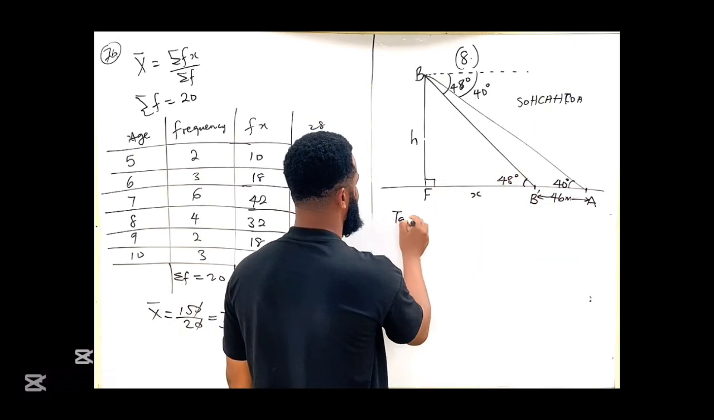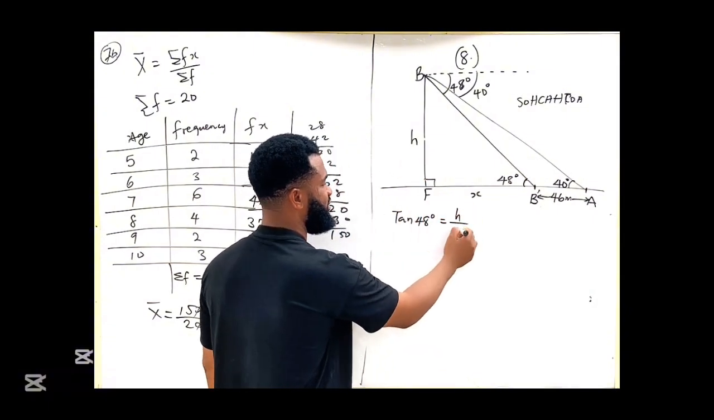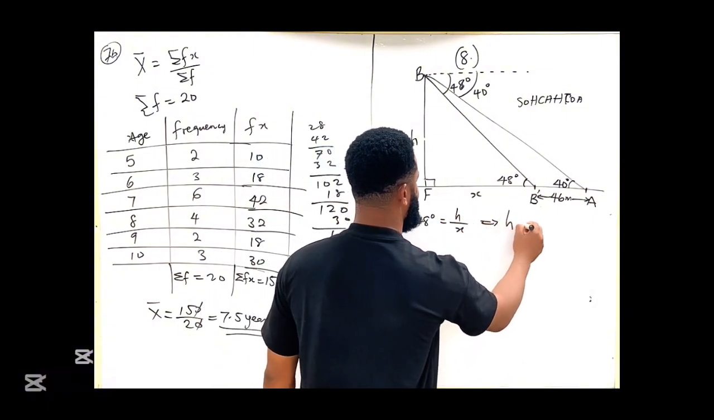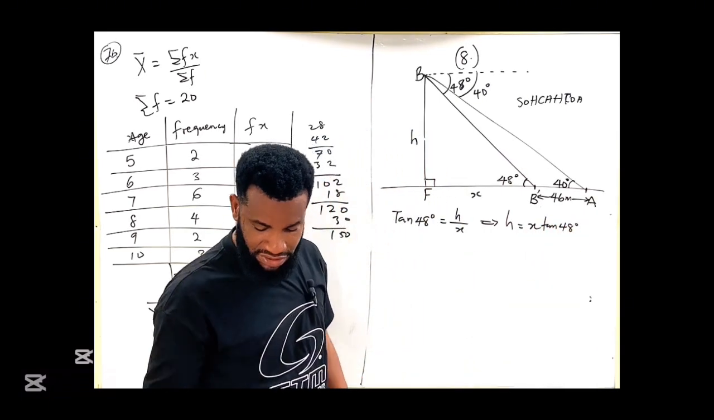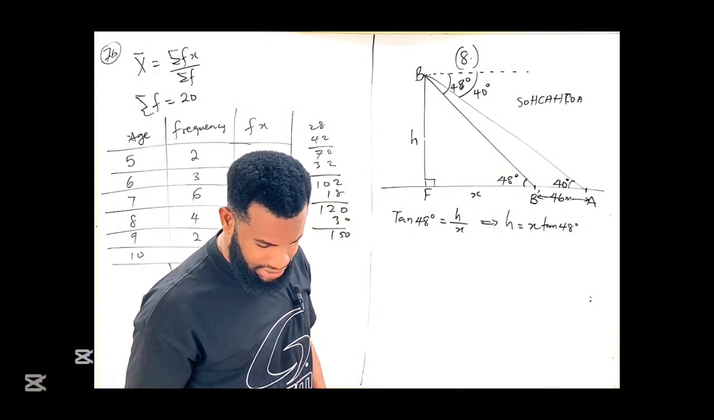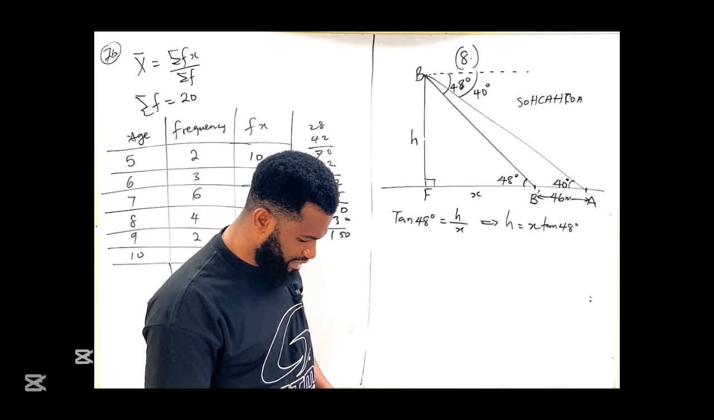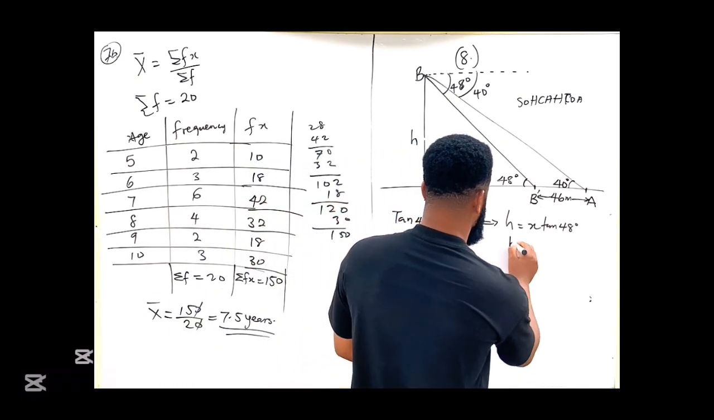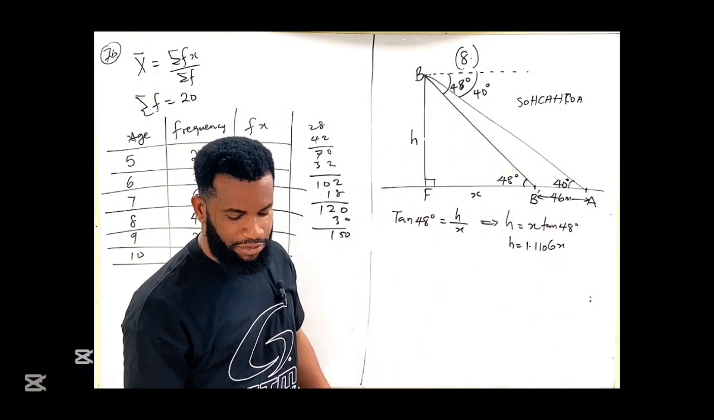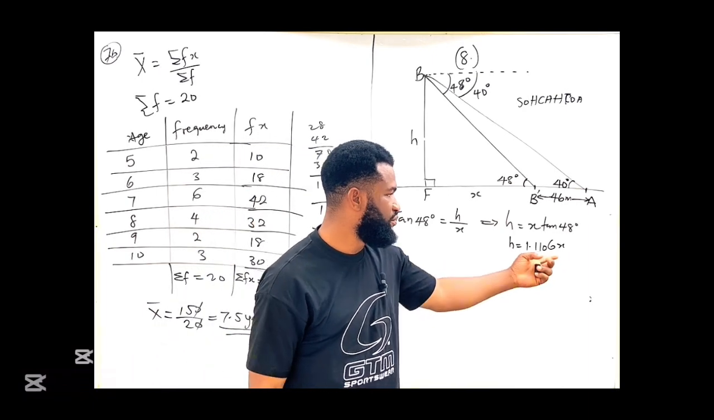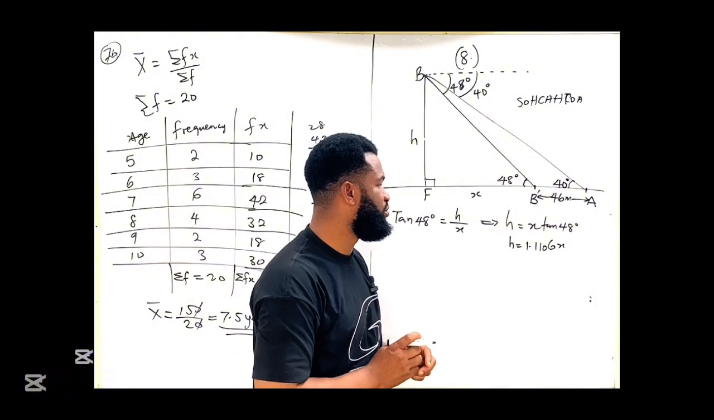So that is going to be tan 48 is equal to opposite over adjacent, x. This implies that height is equal to x tan 48. So I'm not using a calculator, so I'm going to tell you what tan 48 is. Okay, tan 48 is, so h is equal to 1.1106x. Remember, you must be working with 4 decimal places, so that when you round off to one decimal place, your answer will be good.